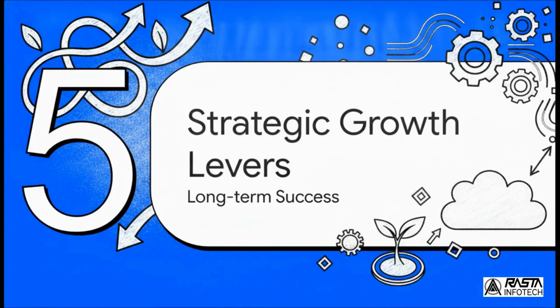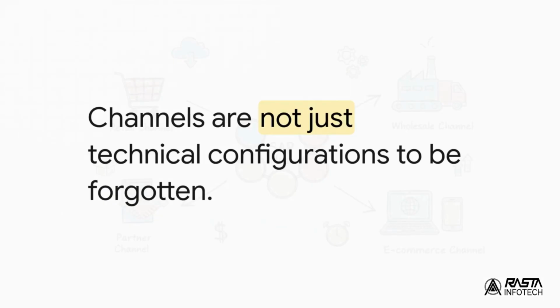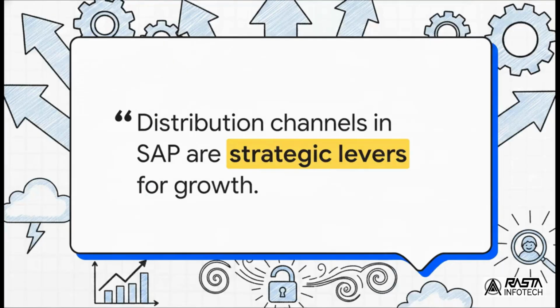And that brings us to our final section, number 5, strategic levers for growth. Listen, if you take one single thing away from this explainer, let it be this. We absolutely must shift our perspective. Distribution channels in SAP are not merely IT backend configurations that you just set up once and forget about. Treating them like a basic technical checkbox, that is a massive missed opportunity. Instead, we really need to recognize them for what they are. They are powerful, strategic levers for growth.